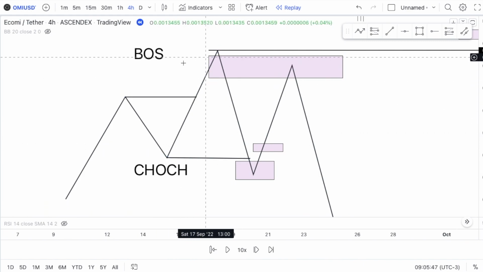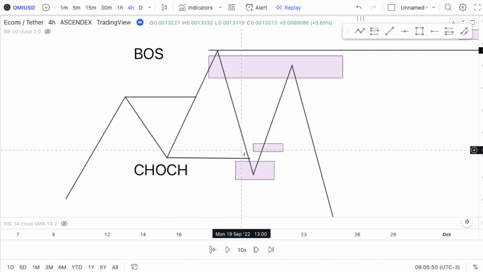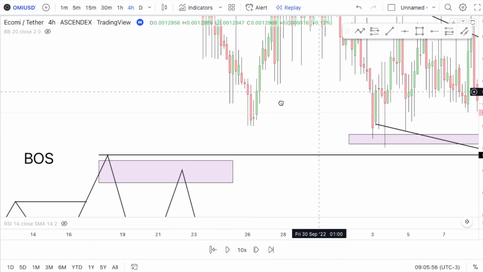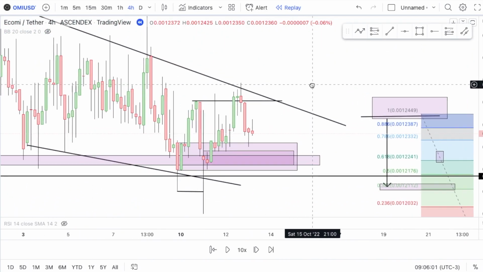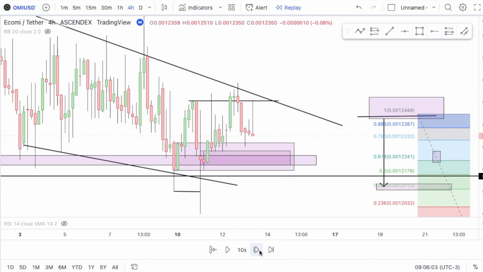Once we have a break of structure, that's a continuation. We want to see a change of structure for us to come back down to the very bottoms or the tops, liquidate that, then continue the markets towards the downside. The same concept put upside down for this to be a bullish scenario. So let's let this play out and see exactly what we do here.